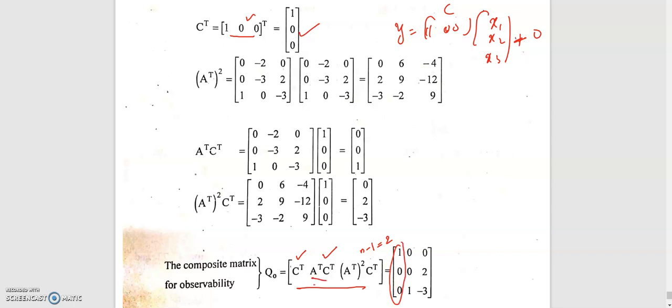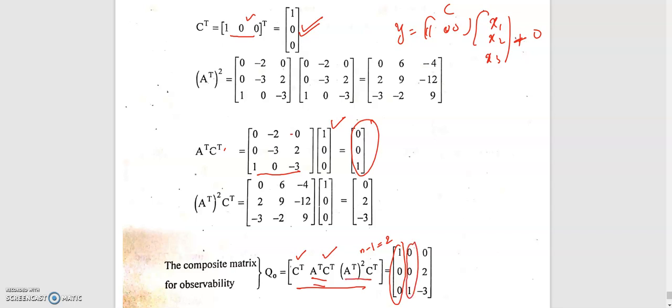The second element is A transpose into C transpose. So first write down A transpose. You know A, so just take its transpose. Then multiply it with C transpose, and when you multiply this, you will get a matrix like this, 0 0. So write this down as the second element.